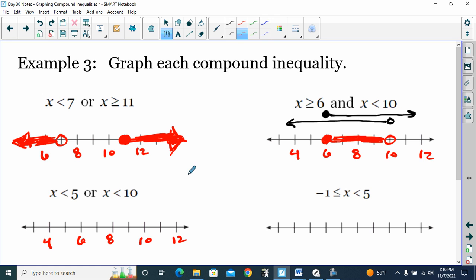This one's an or. Remember, for an or, either one could be true, which means I shade in both. x could be less than 5. I want everything less than 5 to be part of my solution. x could also be less than 10, and everything less than 10 needs to be part of my solution, including the 5. Final answer should have an open circle on the 10 and everything to the left of 10 shaded.